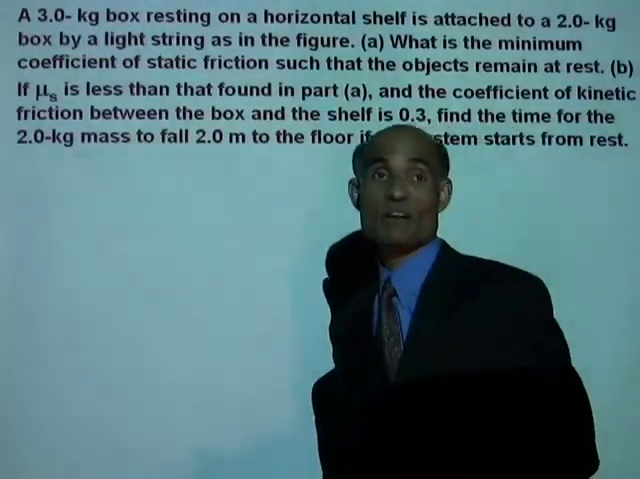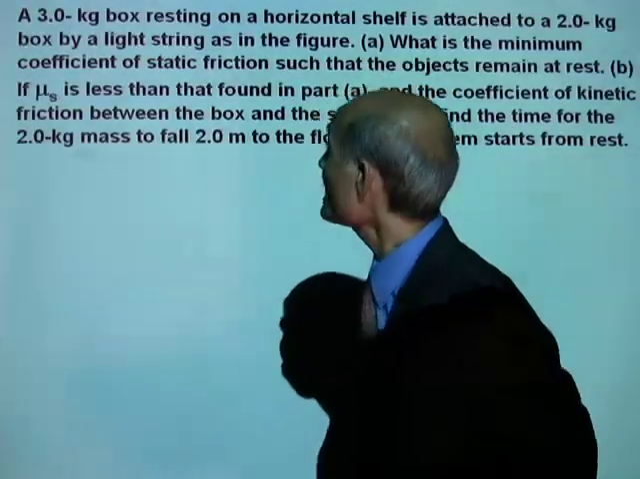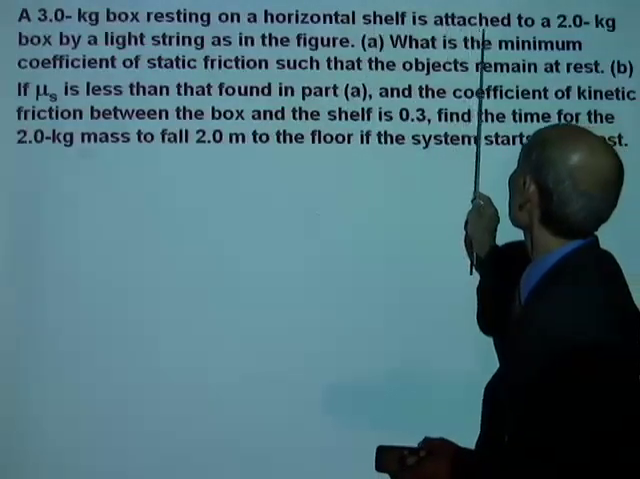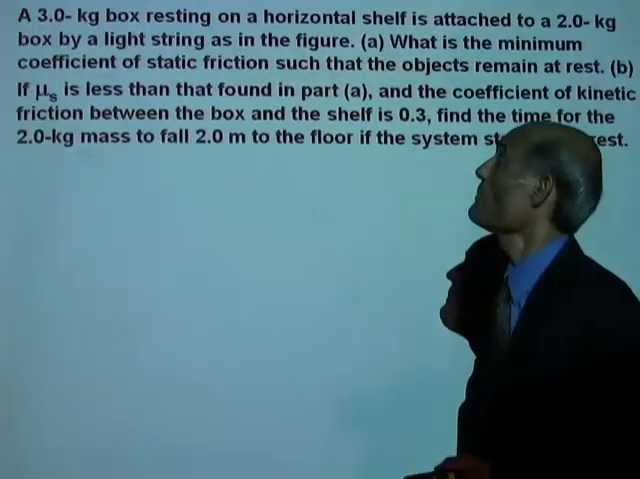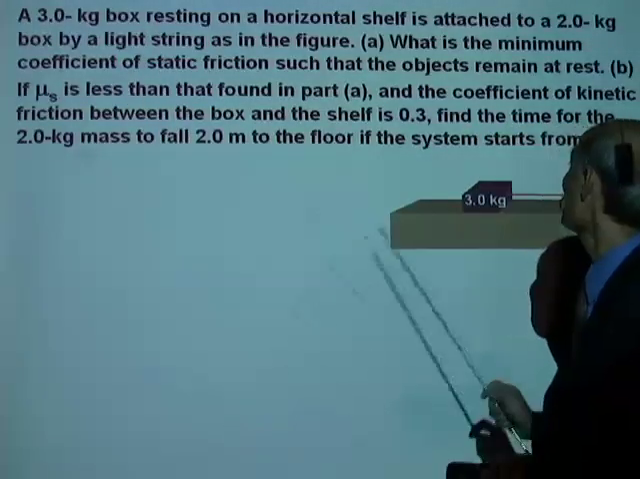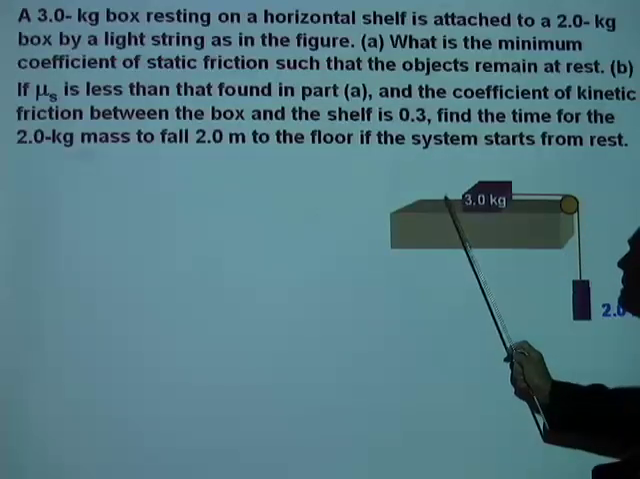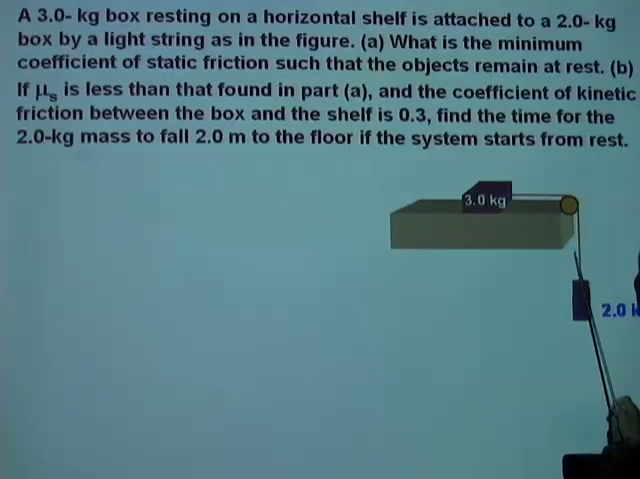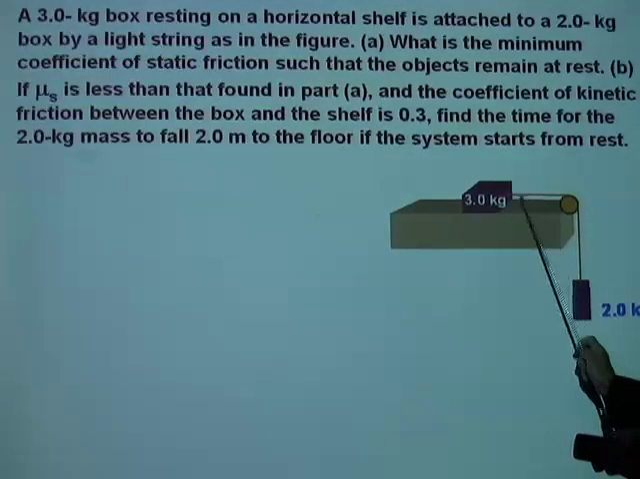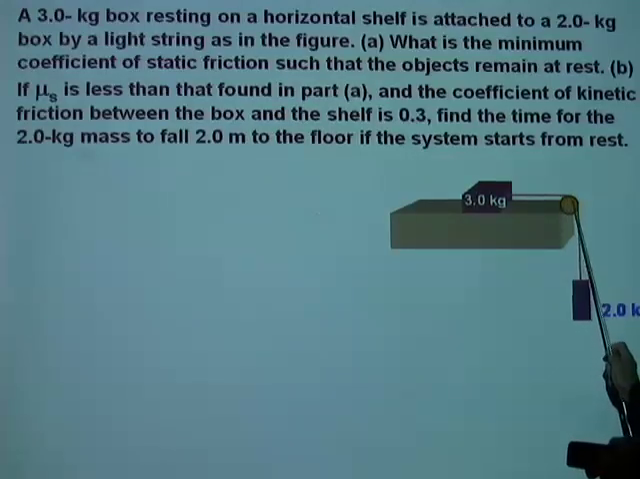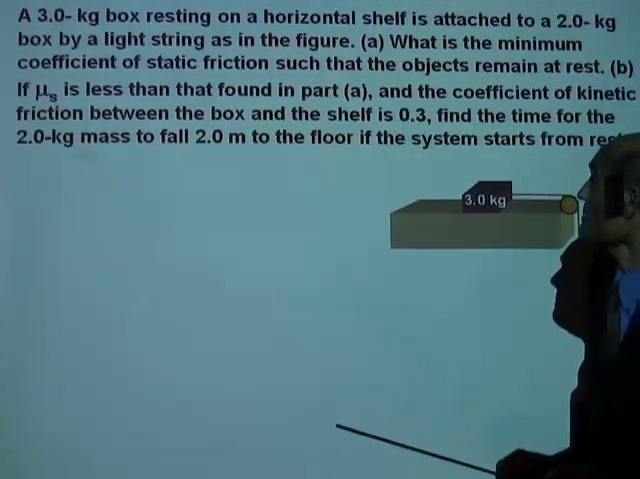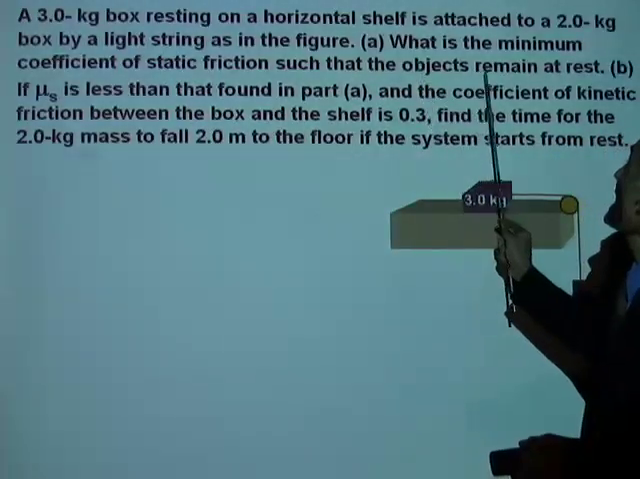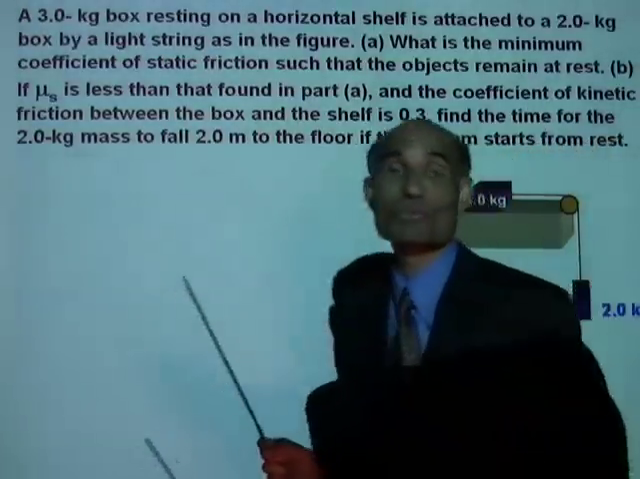Alright, let's now do another problem. A 3 kilogram box resting on a horizontal shelf is attached to a 2 kilogram box by a light string, as in the figure. There you are. A 3 kilogram box sitting on a horizontal shelf is attached to a 2 kilogram box by a light string that passes over a pulley. What is the minimum coefficient of static friction such that the objects remain at rest?